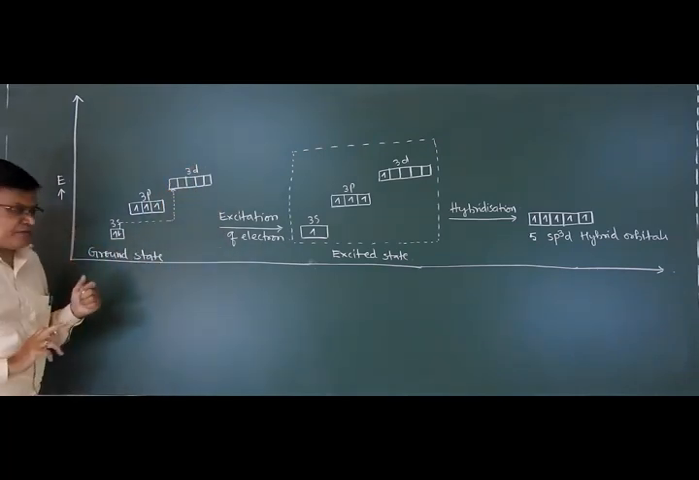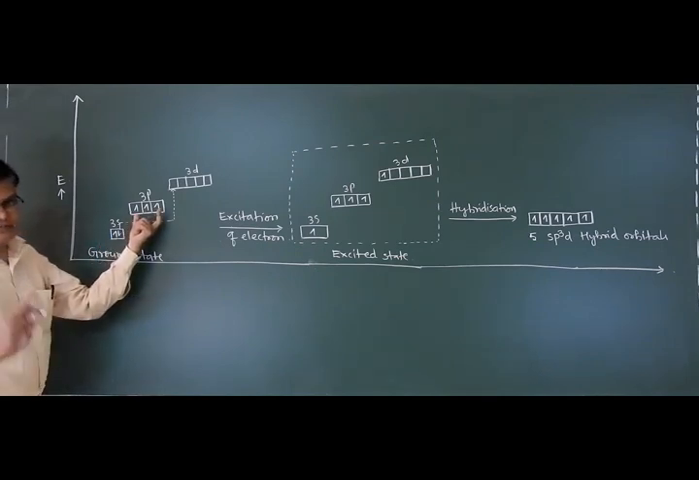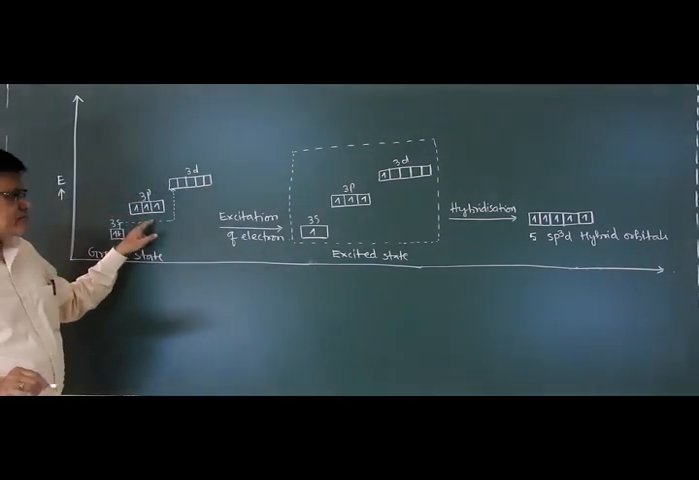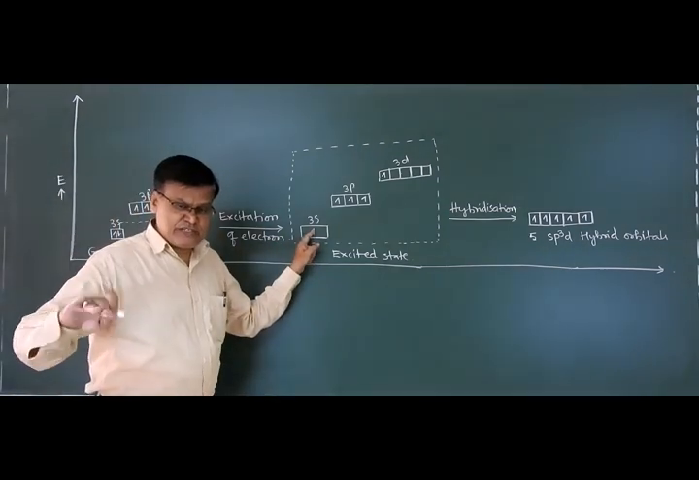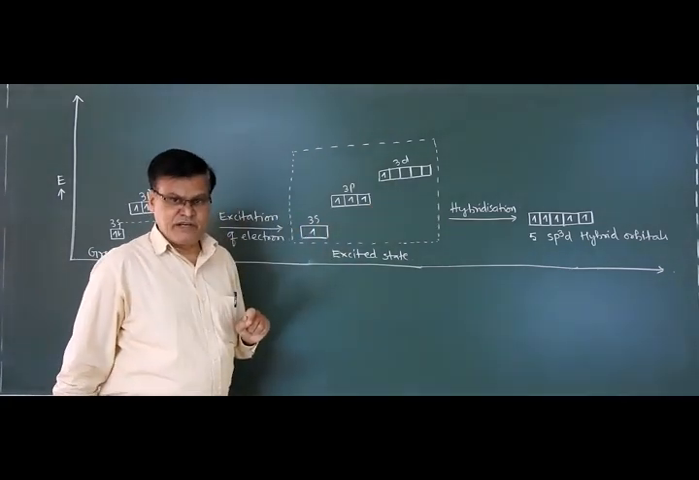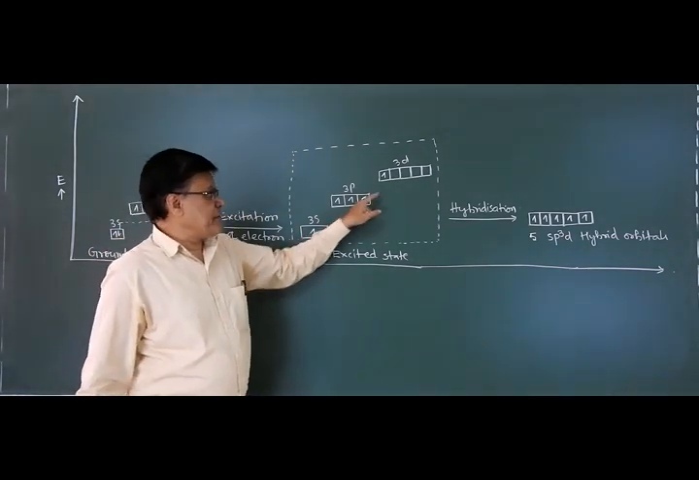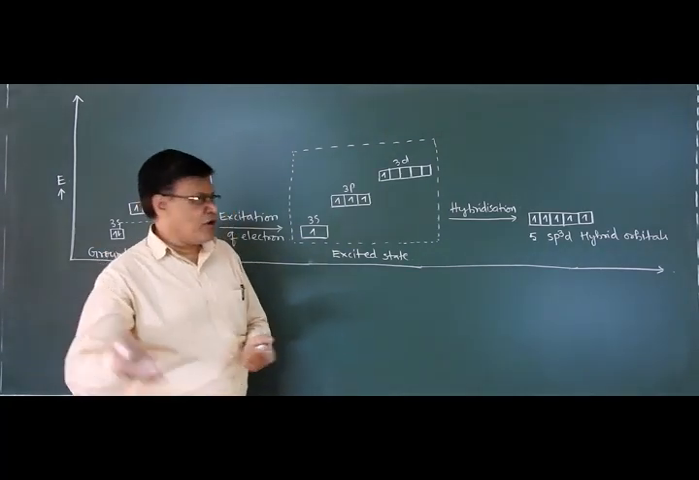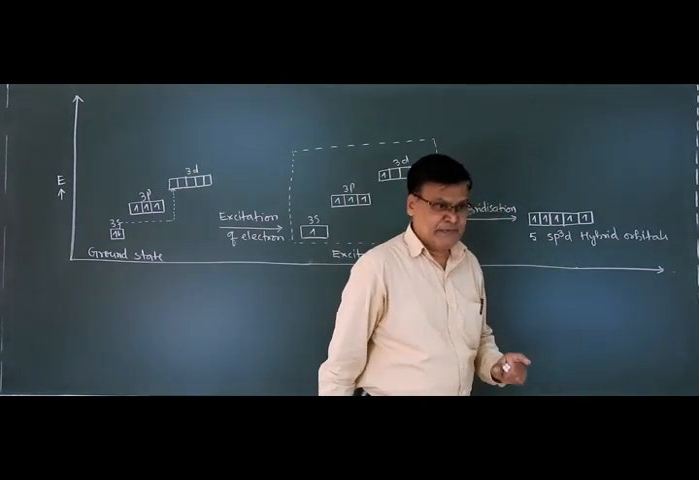The ground state electronic configuration of phosphorus is 1s2, 2s2, 2p6, 3s2, 3p3. Clear? The excited state electronic configuration of phosphorus is 1s2, 2s2, 2p6, 3s1, 3p3, 3d1. Right? Now here, one 3s orbital, 3 p orbitals and one 3d orbital undergo intermixing to form 5 sp3d hybrid orbitals, which are identical in all respects.